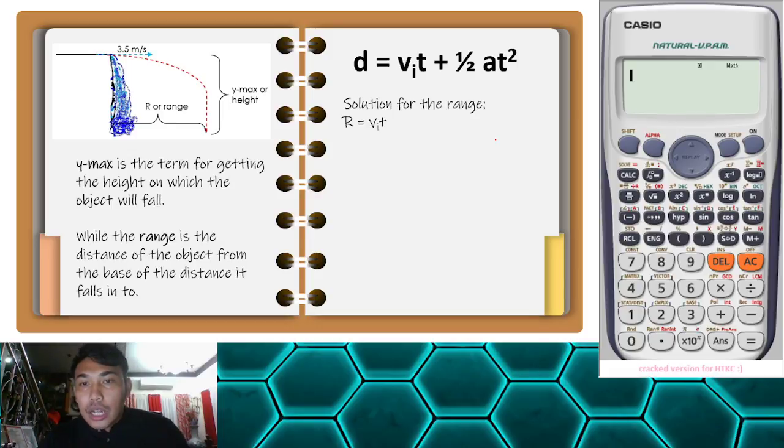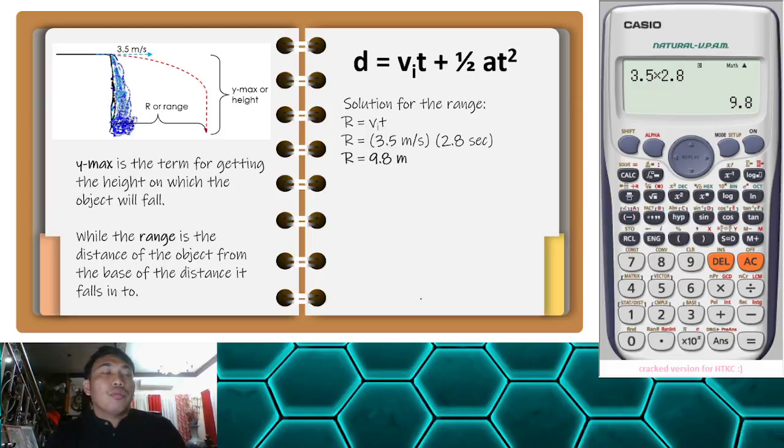Using the formula d equals v_i t plus one half a t squared, we can solve for the range using v_i t. Direct substitution: 3.5 multiplied by 2.8 seconds. Let's try to solve it. 3.5 times 2.8. Okay, so the answer will be 9.8. Is it 9.8? Yes, 9.8 meters.